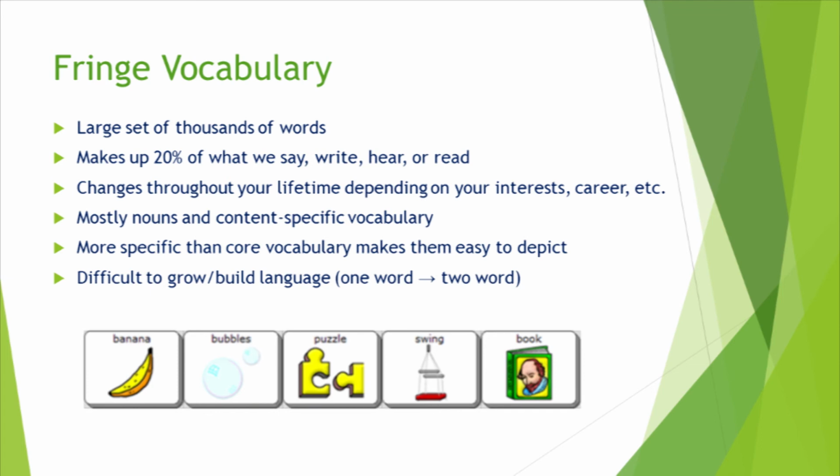Beyond core vocabulary, there is fringe vocabulary. This is a large set of thousands, probably hundreds of thousands of words, but only makes up 20% of what we say, write, hear, or read. Fringe vocabulary changes throughout your lifetime depending on your interests, career, etc., whereas core vocabulary remains essentially the same throughout your life. Fringe vocabulary consists mostly of nouns and content-specific vocabulary.